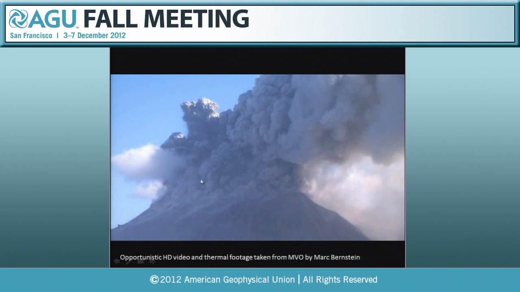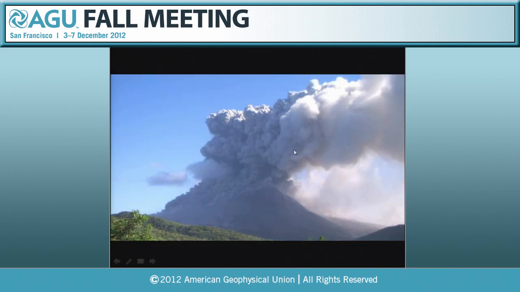So here you can see this initial eruption column. You can't really make out any PDCs at this point. In this image, you start to see a PDC moving down the flanks of the volcano. You're mostly just seeing the surge cloud here. And you can see that the surge is just fanning out over a wide area. It's not channelized at this point. It's maybe several tens to maybe 100 meters high here.